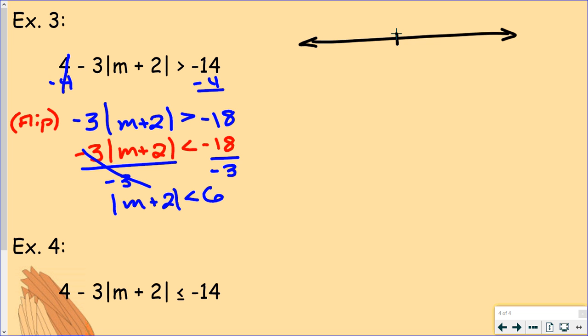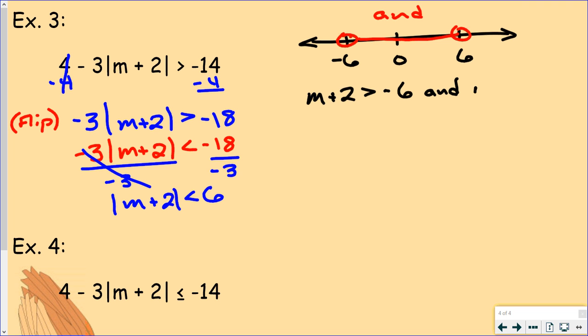So again, I'm just drawing this so you can picture what I'm saying. I'm saying that m plus 2 is less than 6 away from 0. That means that it's in here because this is all less than 6, and this is going to be an and. So break this up. So m plus 2 is greater than negative 6. That's this piece. And m plus 2 is less than positive 6. And so now we're going to solve these.